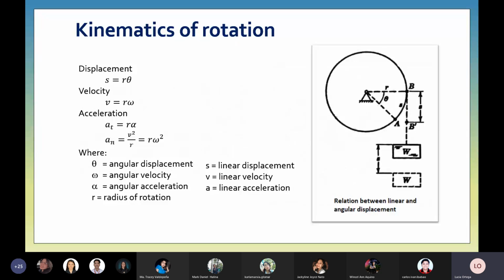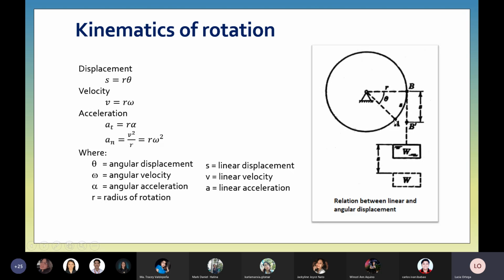So for the kinematics of rotation, that is the relation between linear and angular displacement. Remember, we started our discussion with rectilinear translation. So there's a relation between rectilinear translation and rotation. The linear distance traveled by the bodies in rotation is equal to the product of the radius of the rotation and the angular displacement. This angular displacement must be in radians.